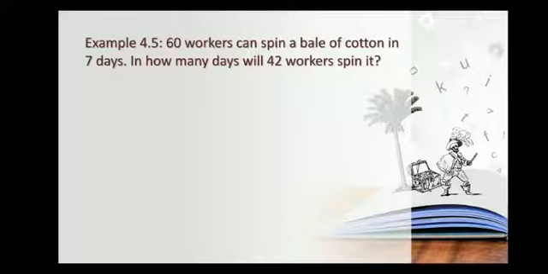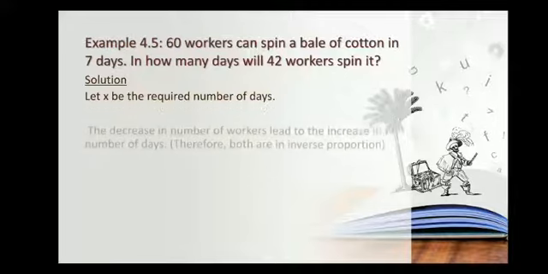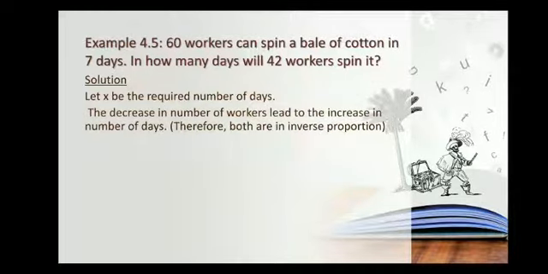Since we don't know how many days it will take for 42 workers to spin it, we'll take it as x. Let x be the required number of days. Okay, given that 60 workers can spin a bale of cotton in 7 days. And we know that a decrease in the number of workers leads to an increase in the number of days. So here 60 workers is decreased to 42 workers, right? When the number of workers is decreased, that will lead to an increase in the number of days.